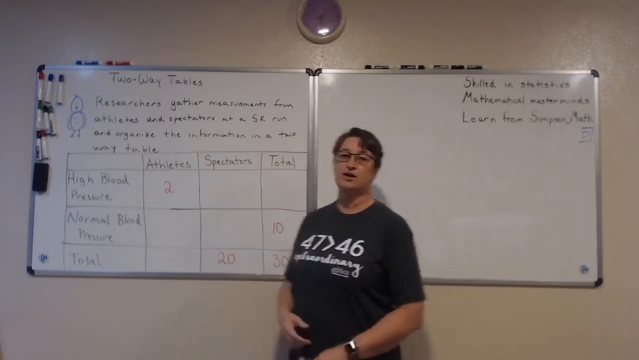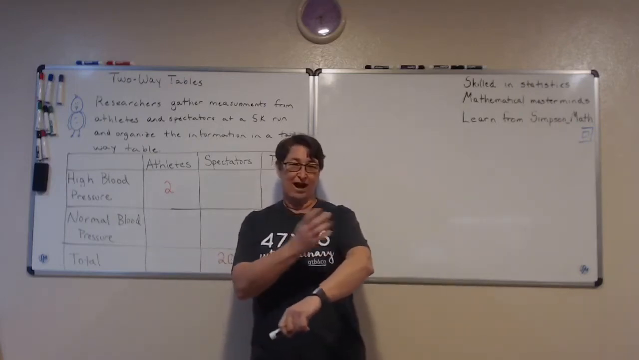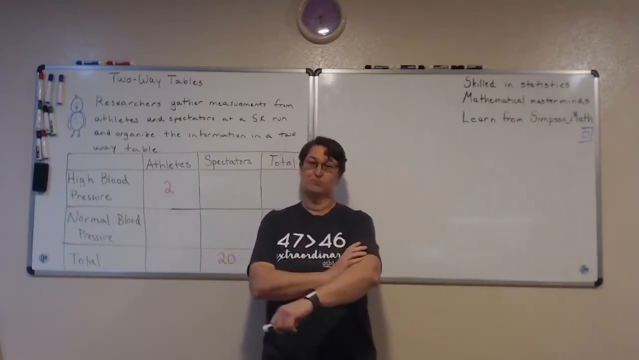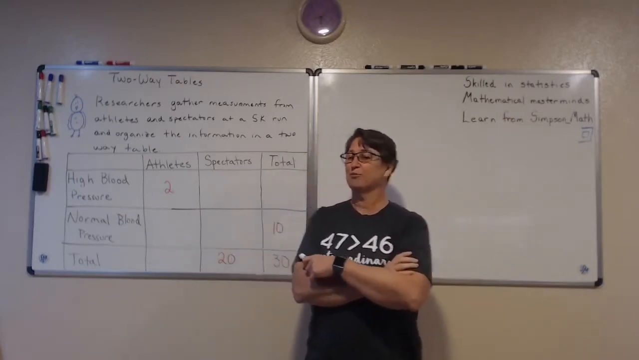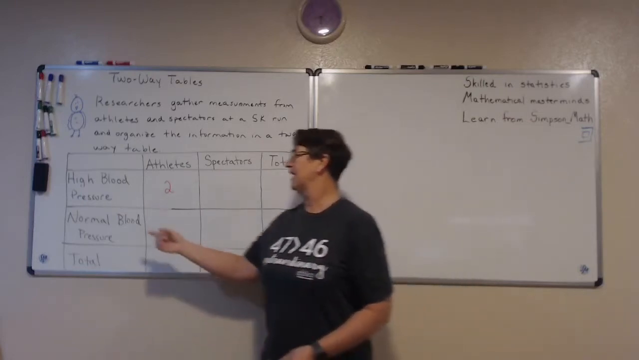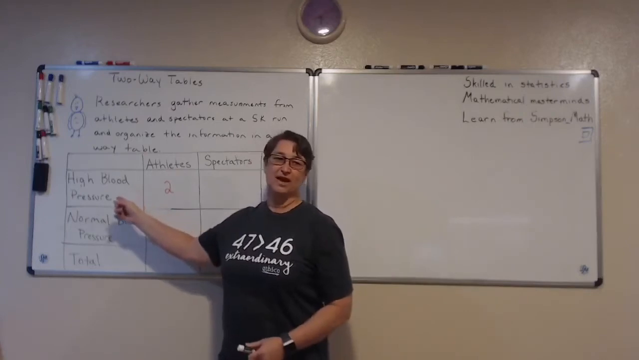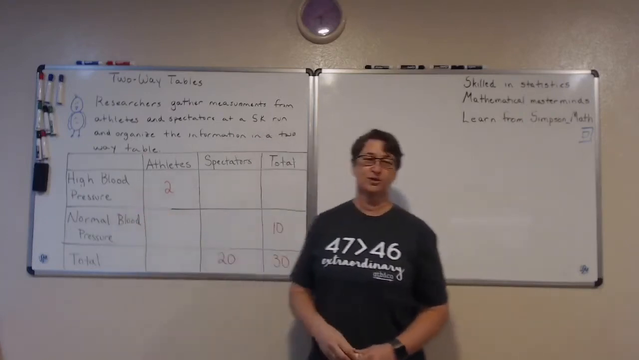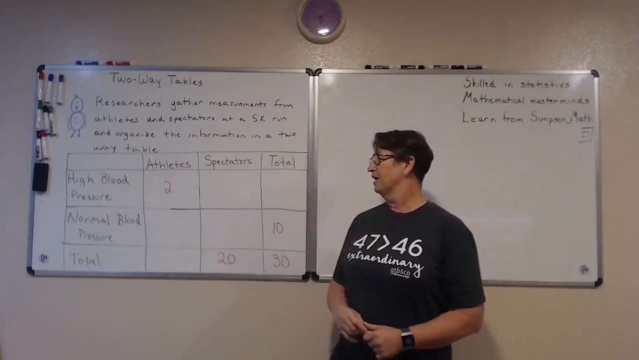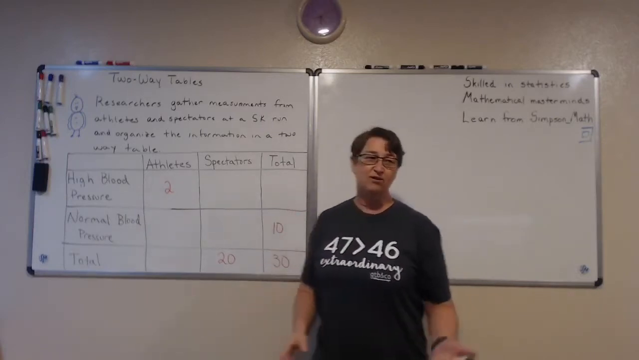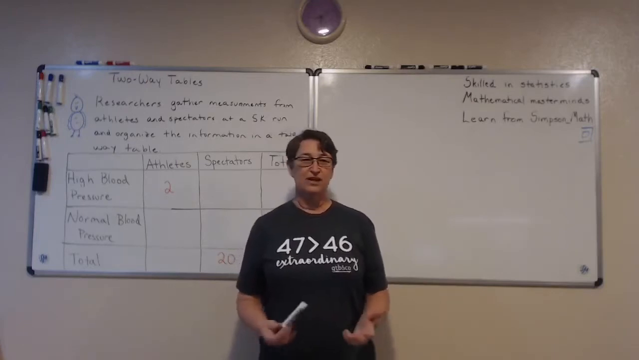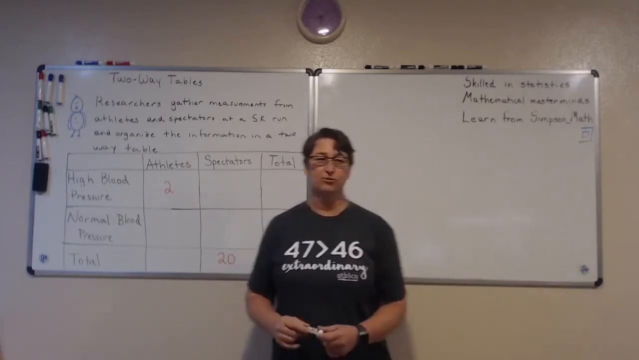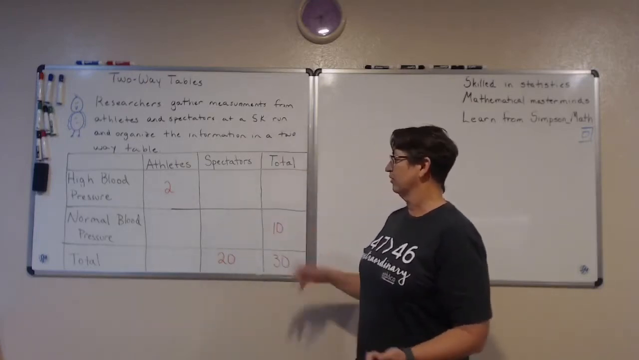And then as they were running, or probably before they ran, they took their blood pressure and categorized them as either high blood pressure or normal blood pressure, and then their totals. And so here we've got it already started, and we can fill in the rest of it. I bet you can fill in the rest of it. So where do you want to start?